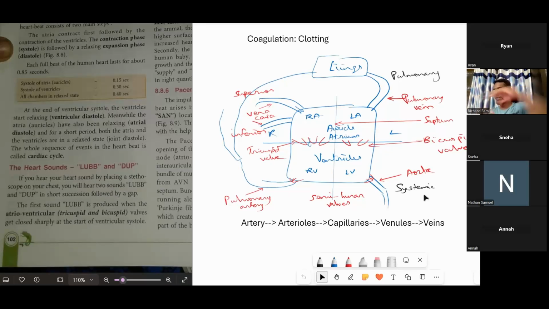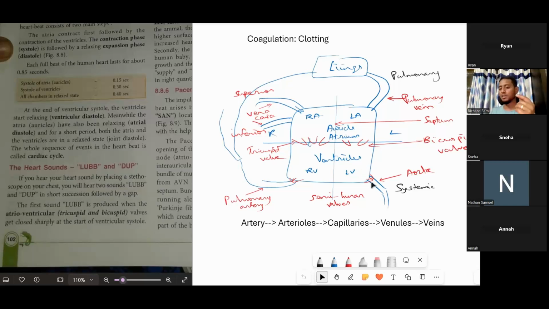Lub. So when is the first sound? Is it when the auricles contract or when the ventricles contract? Ventricles contract. That's the first sound that you hear. And then there is relaxation of both, right? That time, yeah. So when the ventricles contract, the blood did not go into the auricles. Where did it go? Into the arteries, the two arteries, right?